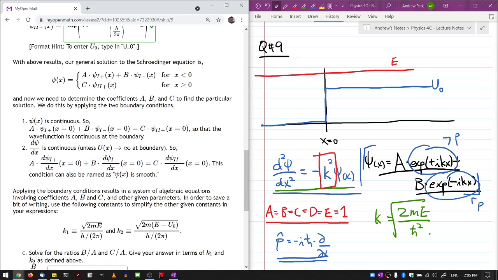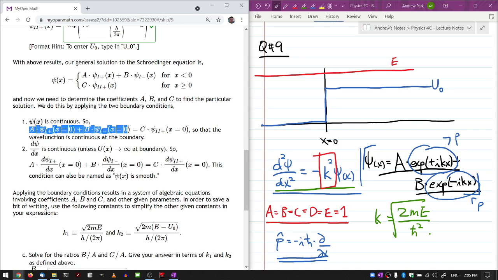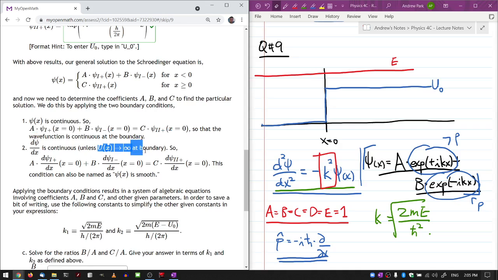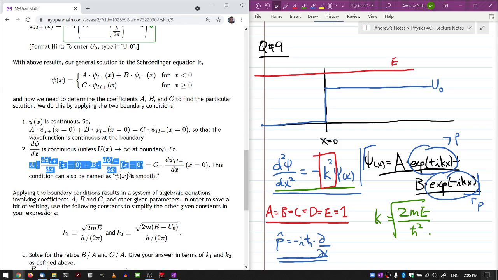So now it says we need to determine the coefficients A, B, and C to find the particular solution. We do this by applying the two boundary conditions: the wave function is continuous, so this is one of the equations we'll be writing down, and the derivative of the wave function is continuous. This is something that applies in other cases, not this particular case. So this is the expression that will apply.